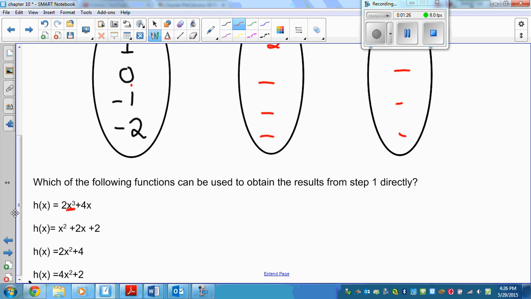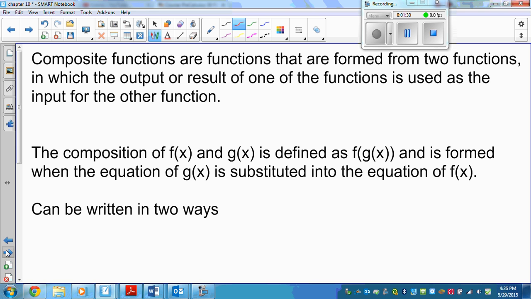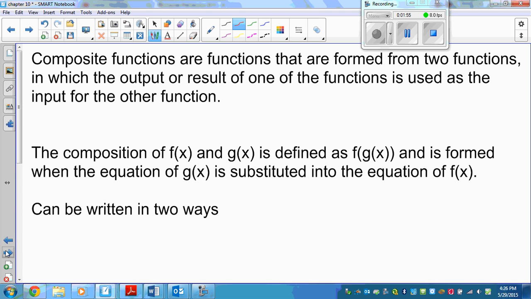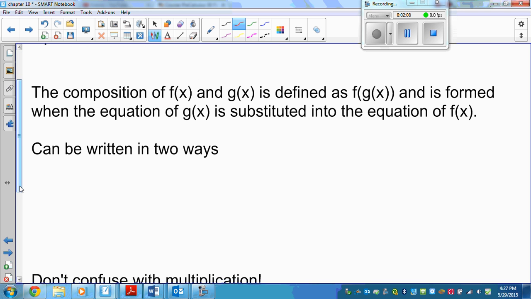Before next class, now I'm going to do a little bit of the theory with you. Composite functions are functions that are formed from two functions, in which the output or result of one function is used as the input for the next function. The composition of f of x and g of x is defined as f of g of x and is formed when the equation of g of x is substituted into the equation of f of x.